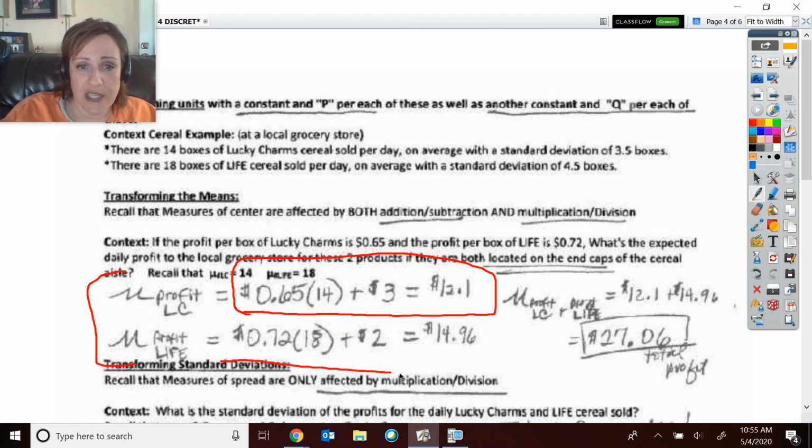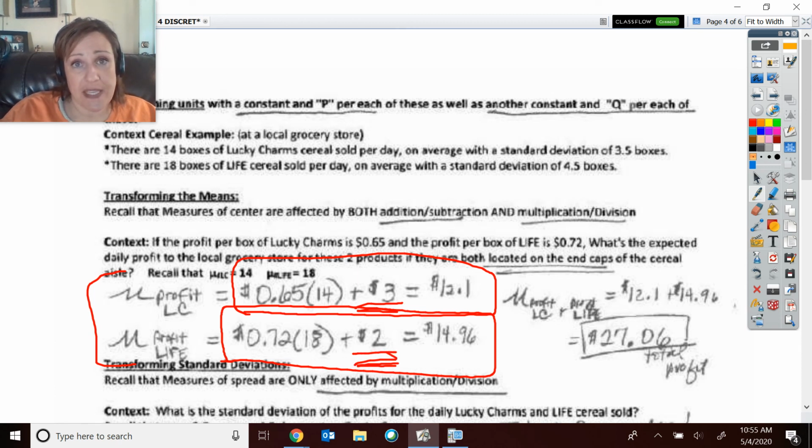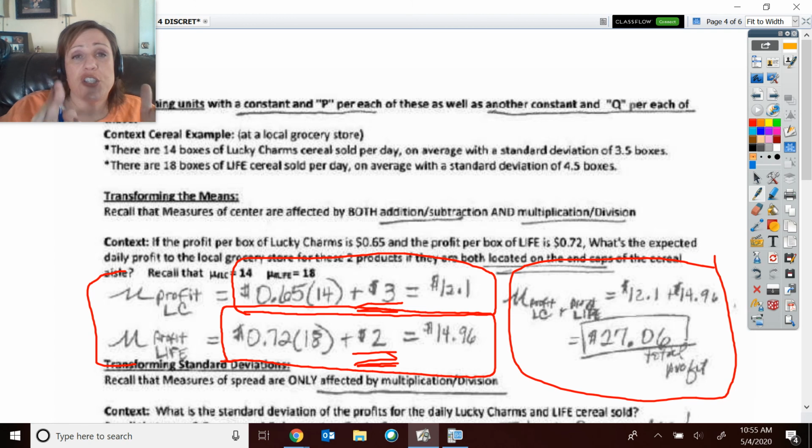Okay, and then here is that Life one. So the mean profit is affected by that amount that you are on the end caps. So you're taking that and shifting it up. All right, so then the total, then you combine. First transform, then combine. Okay?